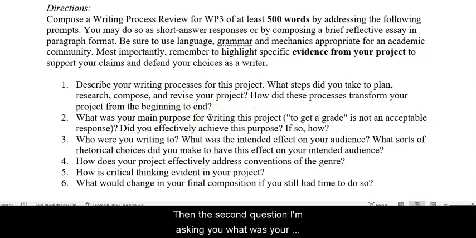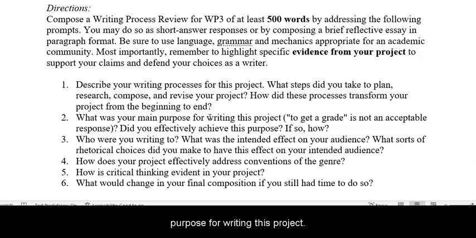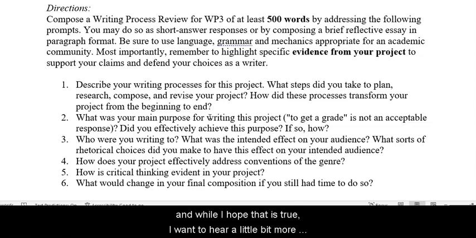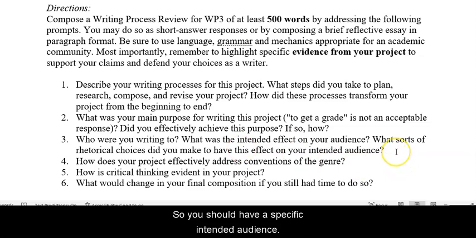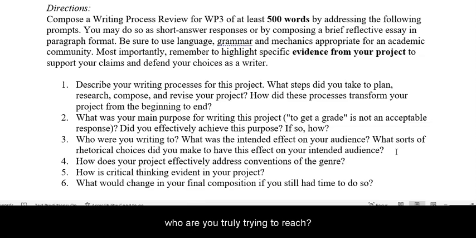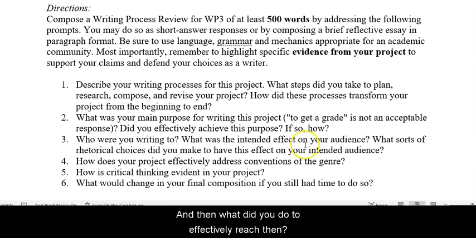Then the second question I'm asking you, what was your purpose for writing this project? Please do not say to get a good grade, and while I hope that is true, I want to hear a little bit more in depth about what this academic article means to you. What do you hope to accomplish if this was shared in the field that you're writing for? And then who are you writing to? So you should have a specific intended audience. Even though your article may appeal to many people, who are you truly trying to reach? And then what did you do to effectively reach them?